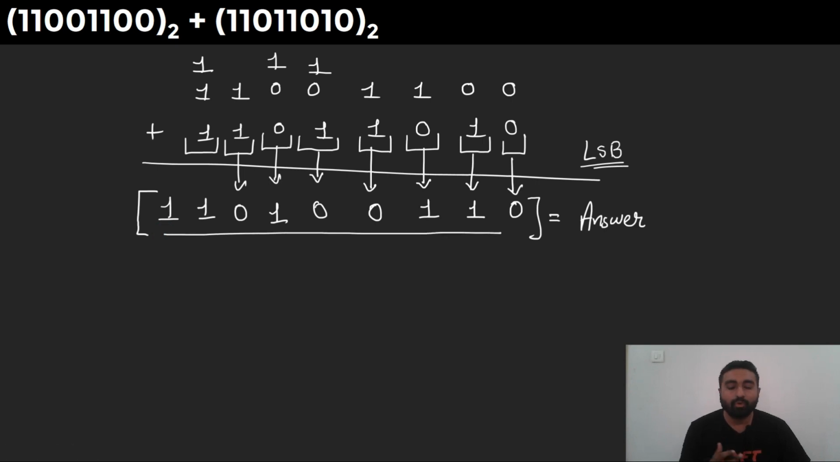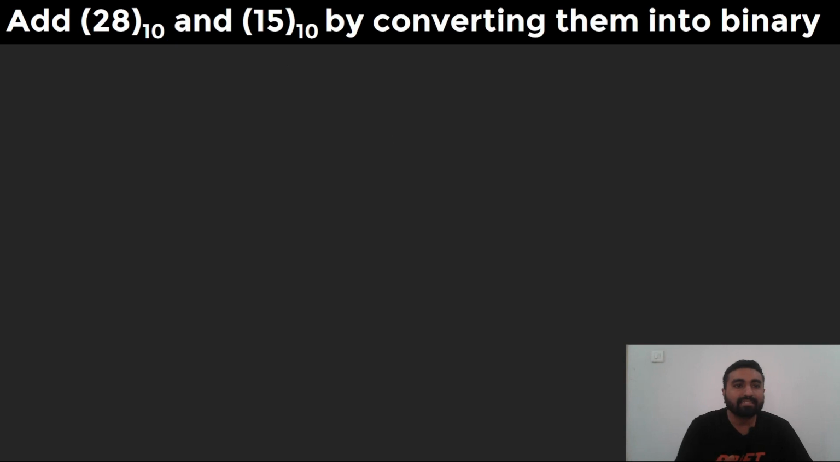Still we will take 2 more examples. So let's move to the next example. In this example, the question is, we need to add 28 and 15, but after converting them into binary. So it is very simple, right? Here we will use the shortcut trick.